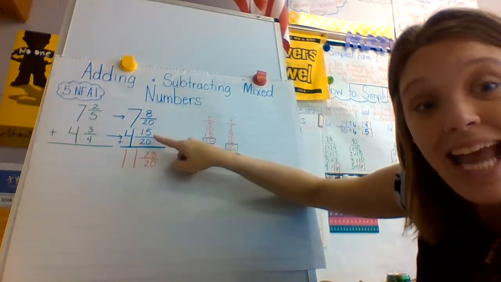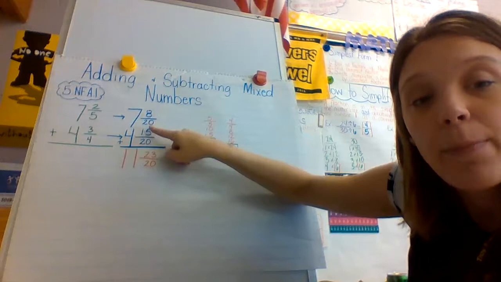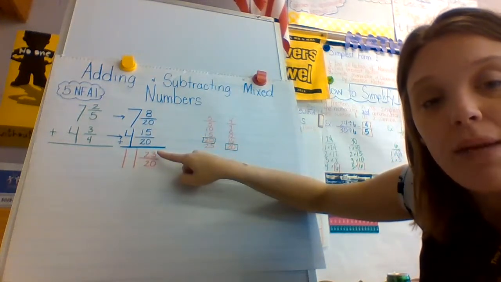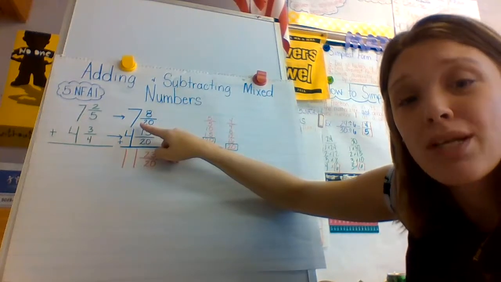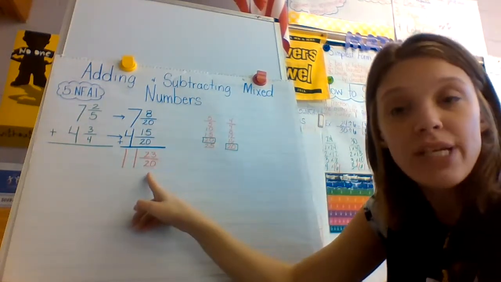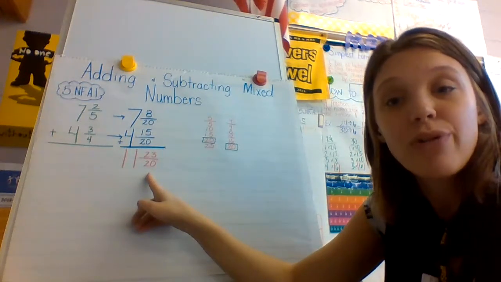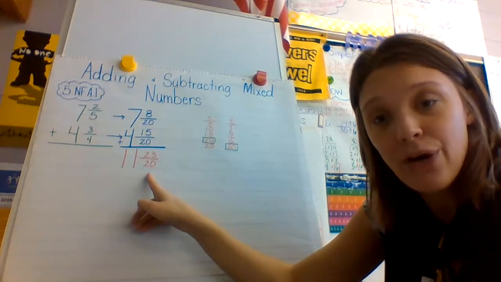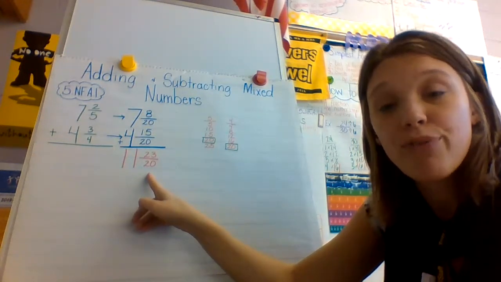Now I can add because my denominators are the same. So 8 plus 15 is 23. My denominator is still 20. And then I can add my whole numbers. 7 plus 4 is 11. Now this fraction is called an improper fraction because the numerator is larger than the denominator. We learned about improper fractions in third grade.